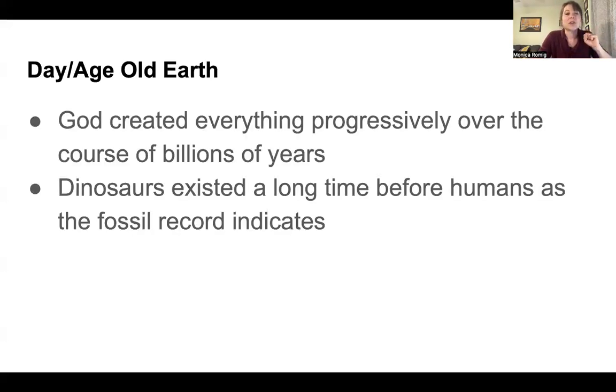Okay, here's a summary. Day-age, old Earth. God created everything progressively over the course of billions of years, or however long. What do we do with the dinosaurs? They existed a long time before humans, just like the fossil record shows. Another challenge with this one is what do you do with the fall? You have to allow for animal death before the fall, whereas young Earth creationism, both 6-day and apparent age, can say that there was no animal death before the fall. This one you have to allow for animal death before the fall, which I don't find to be a particular interpretive challenge, but that might be a weakness in this view if you feel strongly about that.